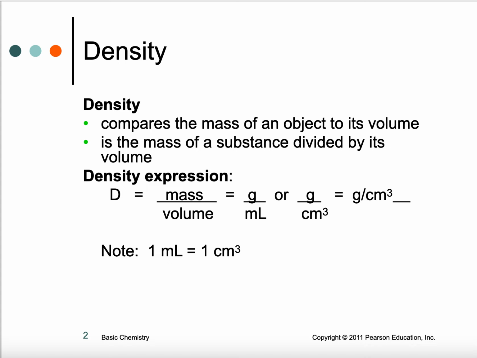So the definition of density is mass divided by volume. Whatever the mass units are, it doesn't matter. Whatever the volume units are, it doesn't matter. Those units would be part of your answer. So if you're using grams and milliliters, then your density is grams over milliliters. If you're using grams and cubic centimeters, then your density is grams over cubic centimeters. And remember that by definition, 1 milliliter equals 1 cubic centimeter. So you can use that as a conversion factor later.